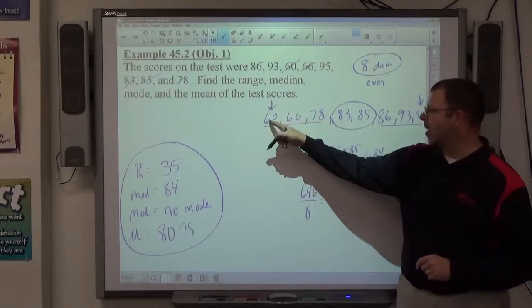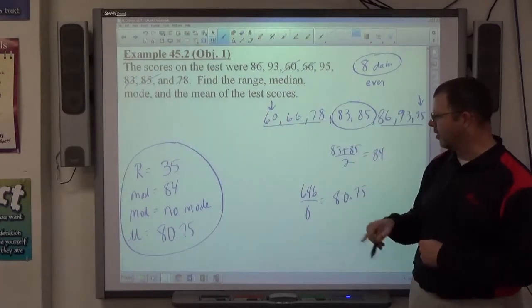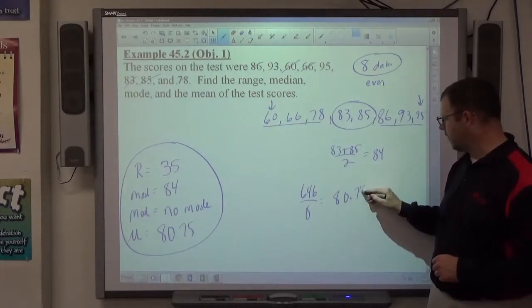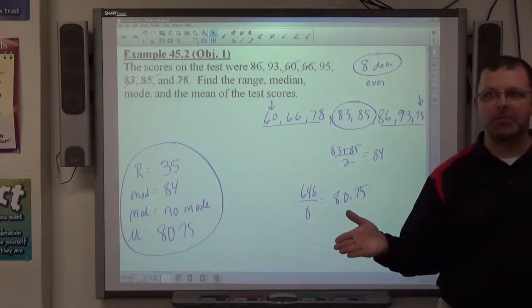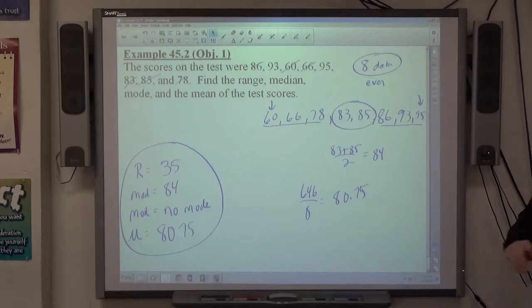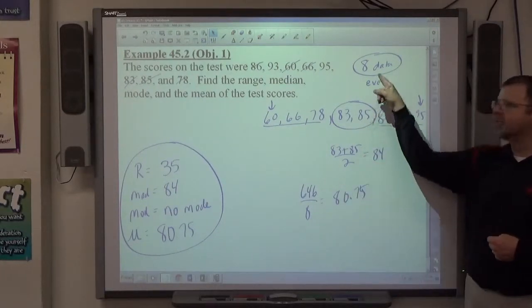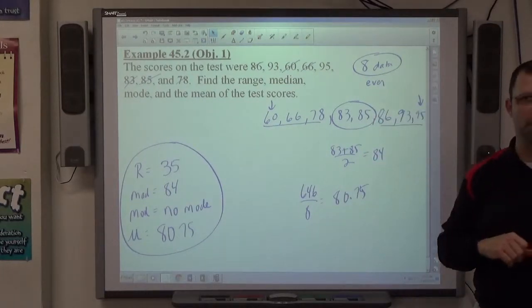So all I ever did was add all these up, hit equals on our calculator, I got 646, divide by 8, you get 80.75. Again, make sure that the mean is the average. It's add them up, divide by how many numbers there are. I've seen a lot of people divide by the wrong number. It's 8 because there's 8 data. You always divide by the number of numbers.